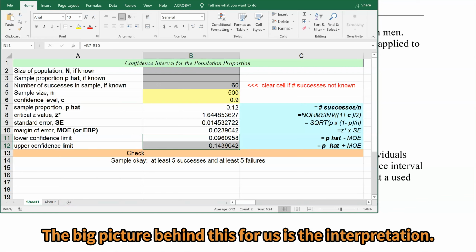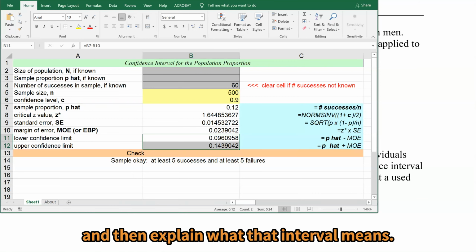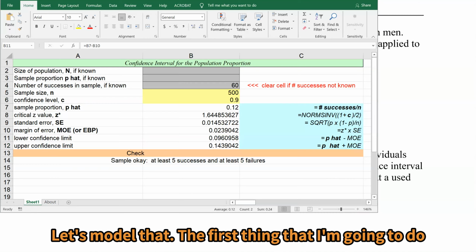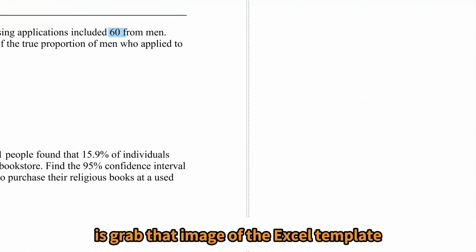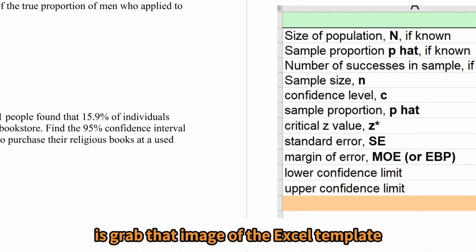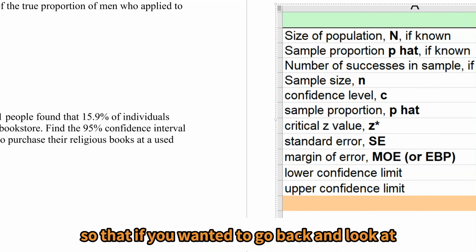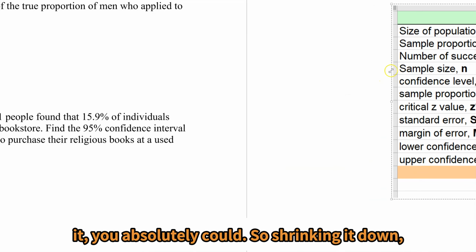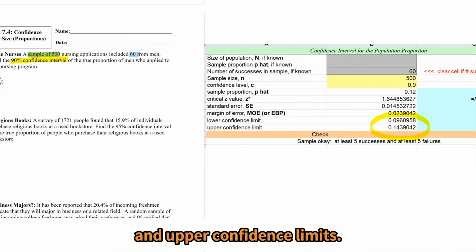The big picture behind this for us is the interpretation. So keep that in mind. You have to put the interval out there and then explain what that interval means. So let's model that. The first thing that I'm going to do is grab that image of the Excel template and stick it in my OneNote so that if you wanted to go back and look at it, you absolutely could. And so shrinking it down, I see my values here for my lower and upper confidence limits.